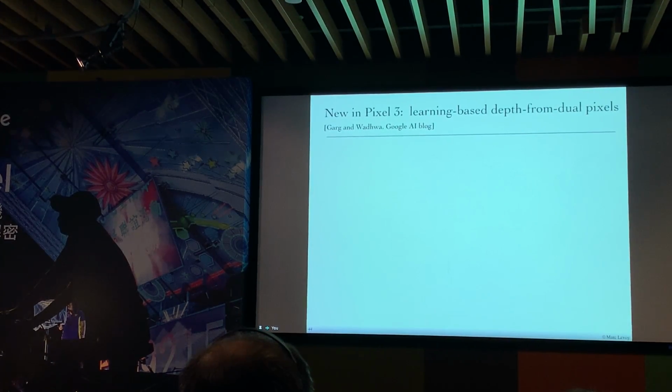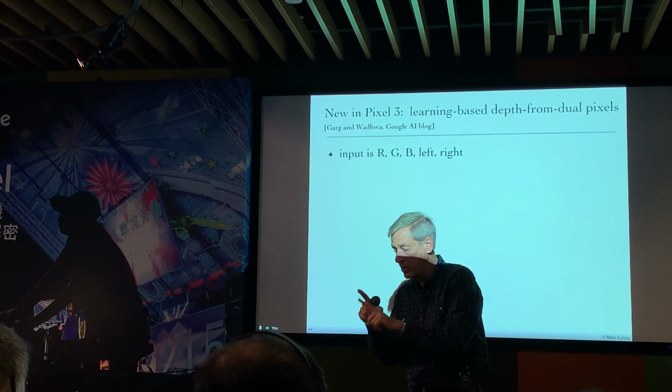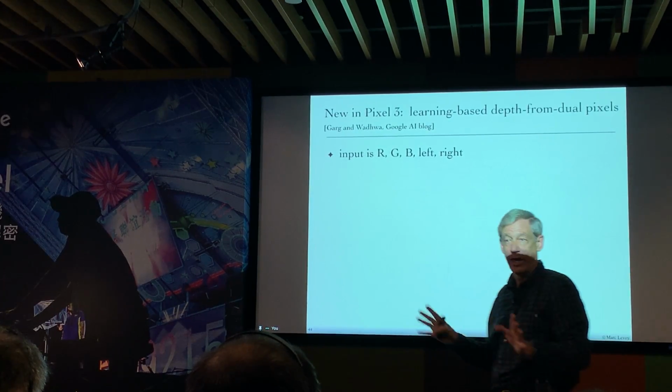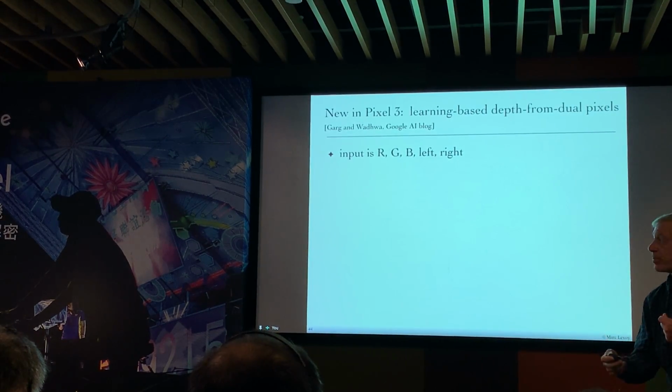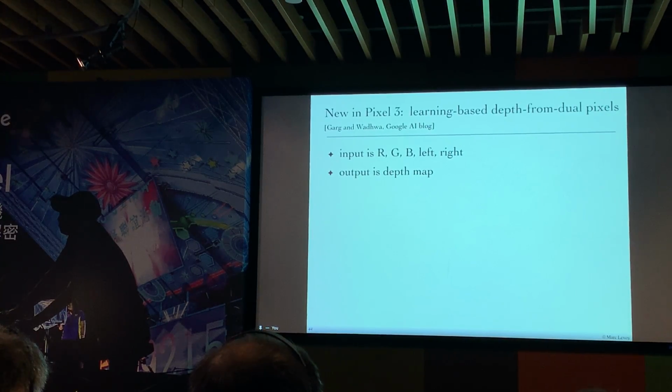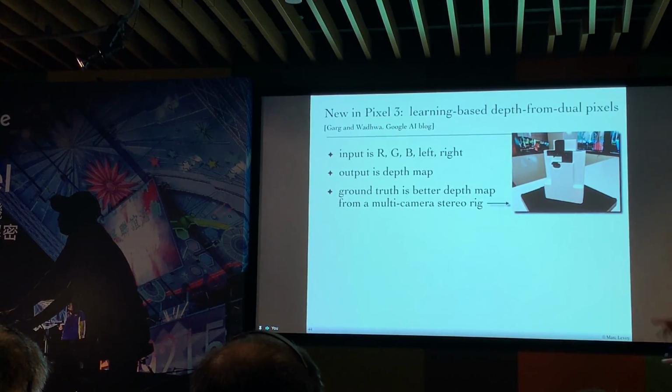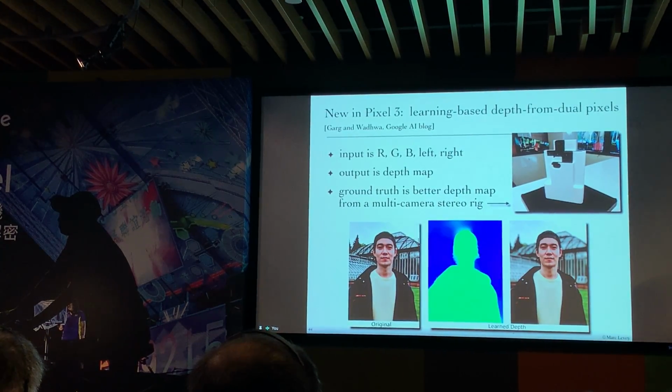All right, so a change from Pixel 2 to Pixel 3 is that we have replaced the classical stereo algorithm we use on the left and right subpixels with machine learning. So the input is red, green, blue, the left subpixel and the right subpixel. The output is a depth map. The training for this should be a better depth map. Where do we get a better depth map? We carry around this Franken phone that has 5 cell phones in it, each with a different viewpoint, and that gives us a very good depth map. And so we have many, many thousands of pictures we've taken with this Franken phone in order to train this machine learning. So here's what this looks like.